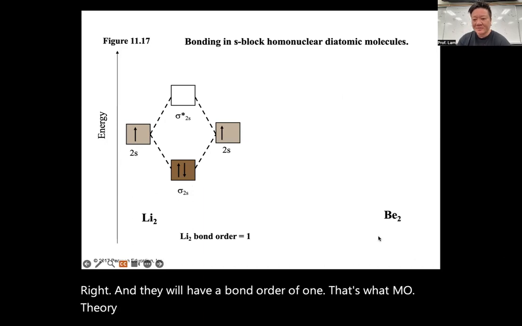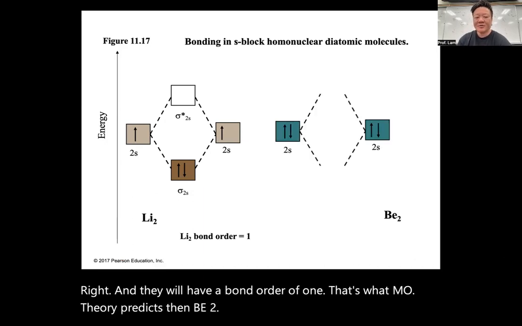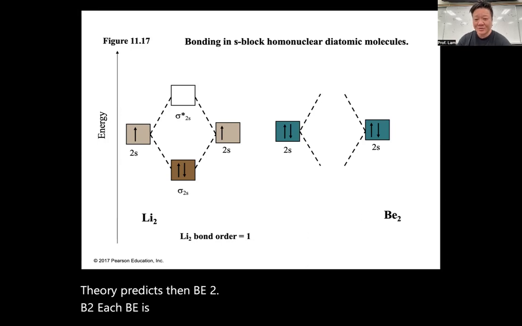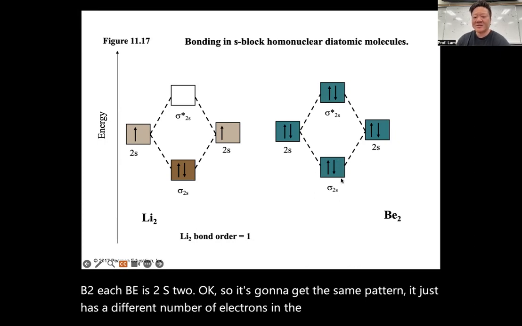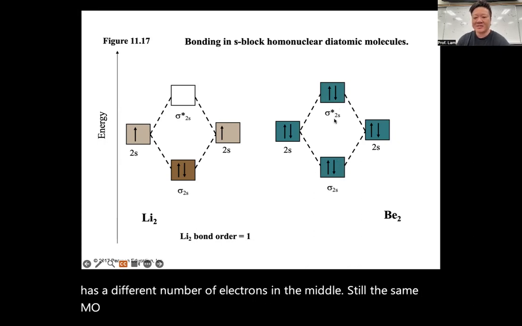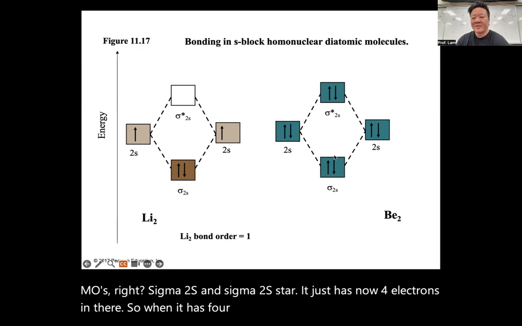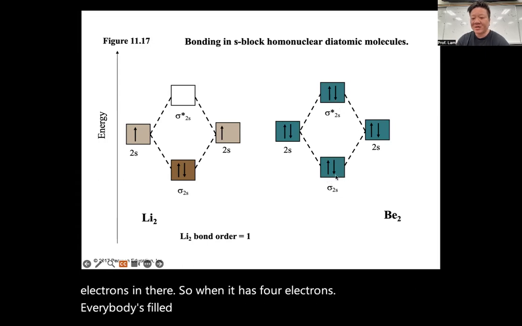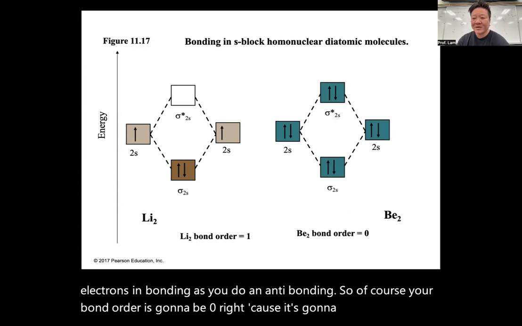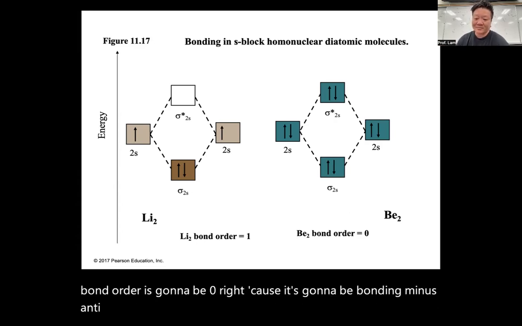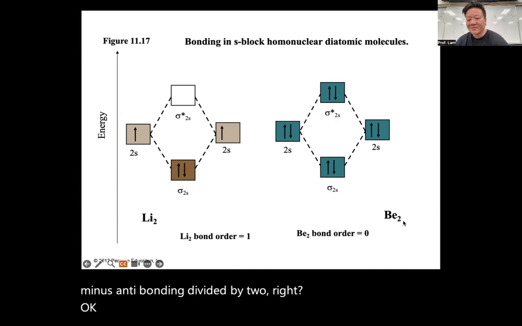Then Be2, each Be is 2s2, okay? So it's going to get the same pattern. It just has a different number of electrons in the middle. Still the same MOs, right? Sigma 2s and sigma 2s star. It just has now 4 electrons in there. So when it has 4 electrons, everybody's filled, right? And so you have the same number of electrons in bonding as you do in antibonding. So of course your bond order is going to be 0, right? Because it's going to be bonding minus antibonding divided by 2, right? Okay, so does Be2 exist, everyone? No, it does not.